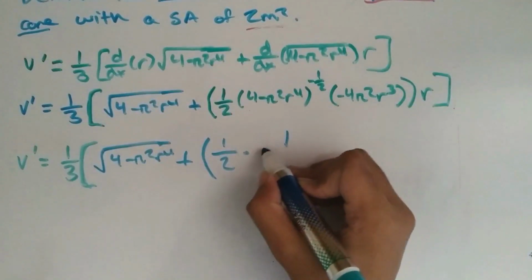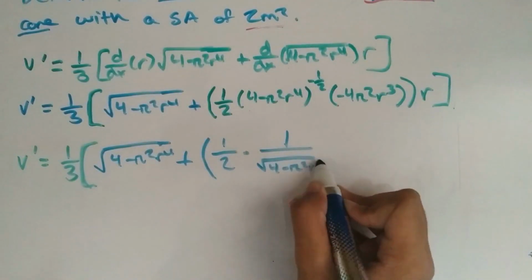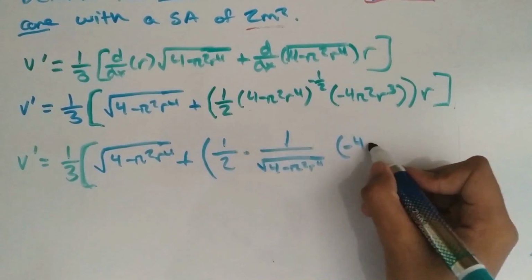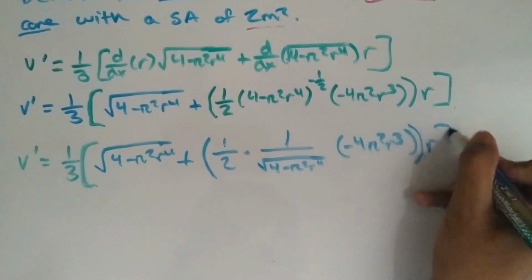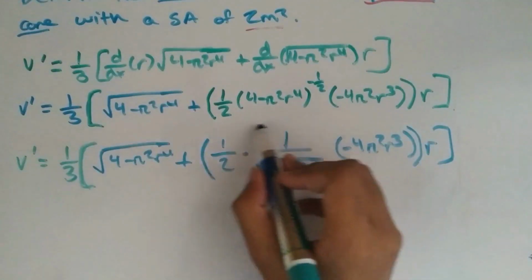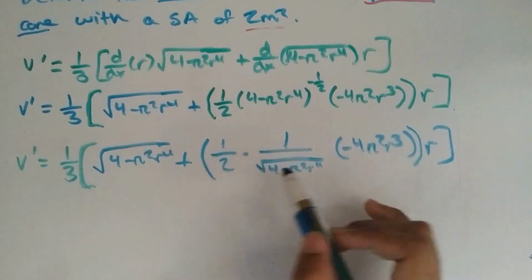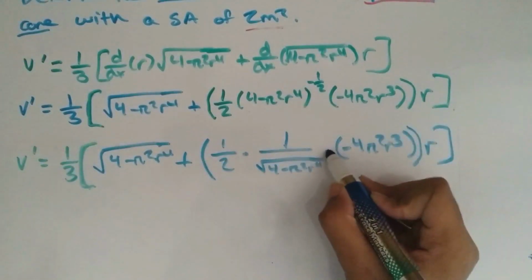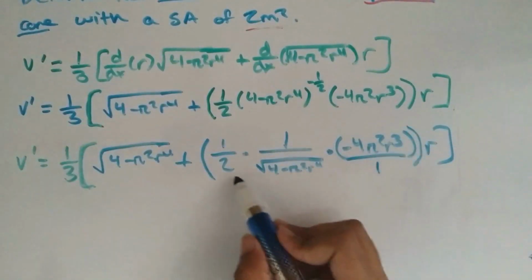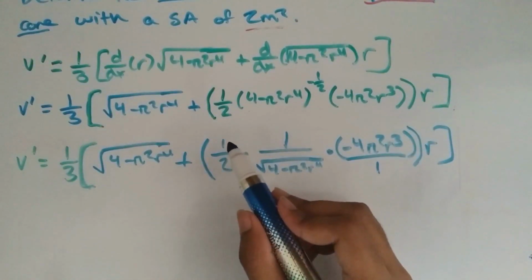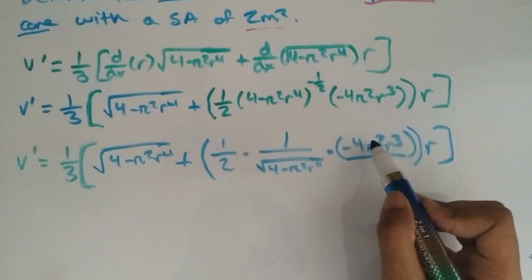So this is going to be 1 over the square root of 4 minus pi squared r to the 4 times, and we're going to bring this down here, pi squared r cubed, and then still got the r. However, let's just make this look a little bit better now. So we can see that this is all its own fraction. This you can imagine as over 1. So really we can just do 2 times the denominator times 1, and at the top we can just do 1 times 1 times this expression here.